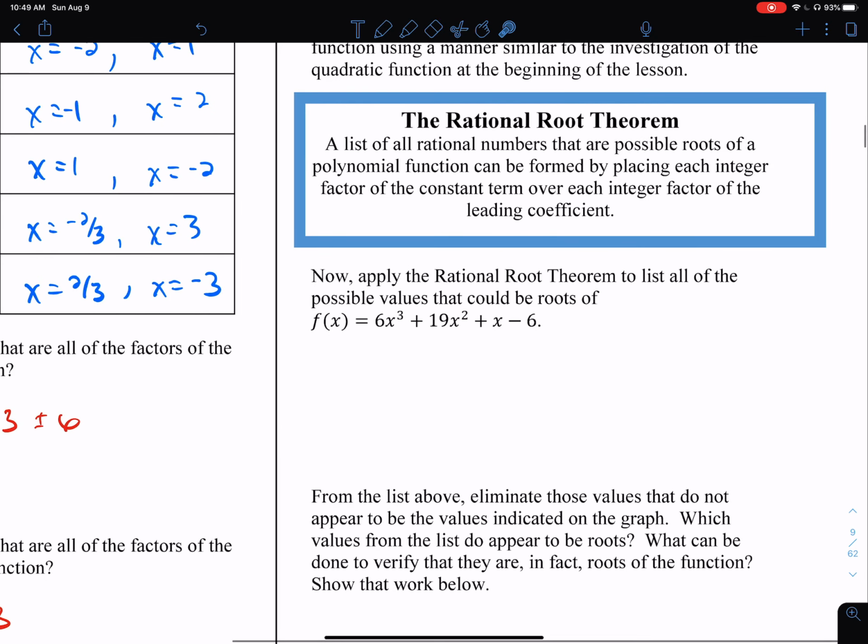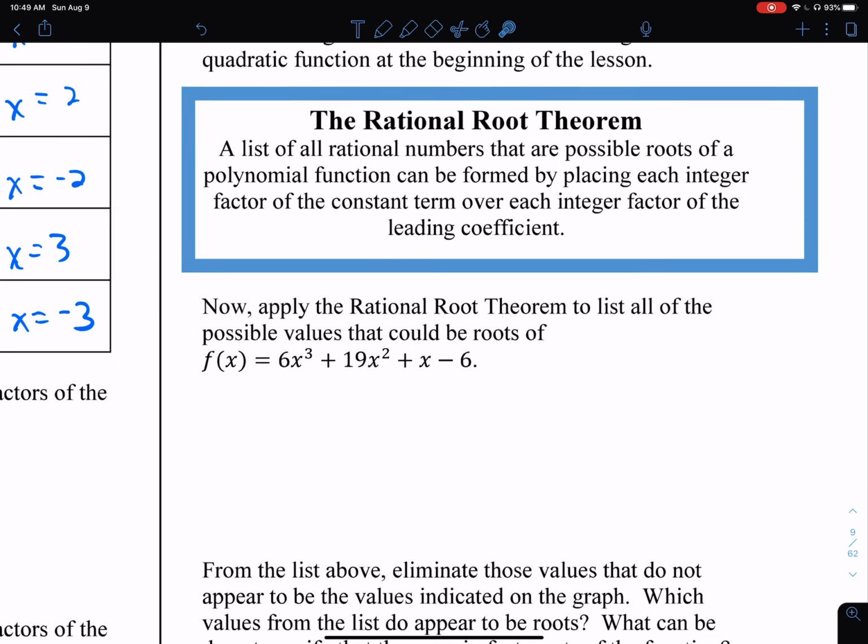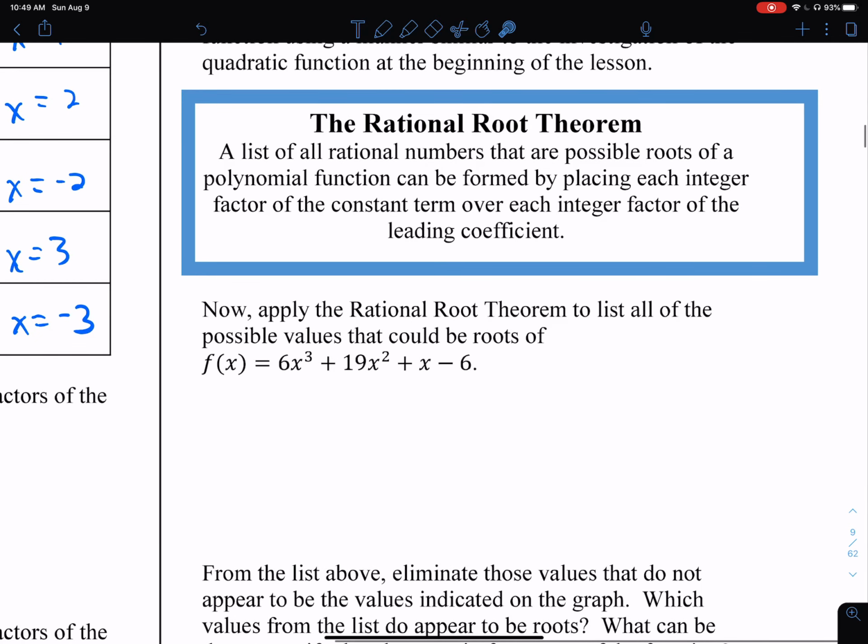The rational root theorem: a list of all the rational numbers that are possible roots of a polynomial function can be formed by placing each integer factor of the constant term over each integer factor of the leading coefficient. In Algebra 2, you might have called it P's and Q's, where P is the coefficient of the leading term and Q's are the constants, and you take your Q's and divide them by your P's.